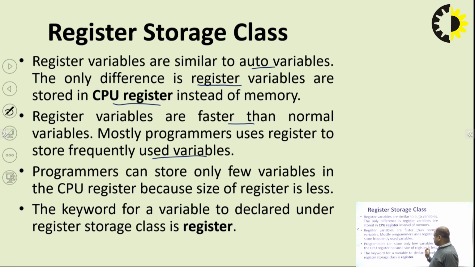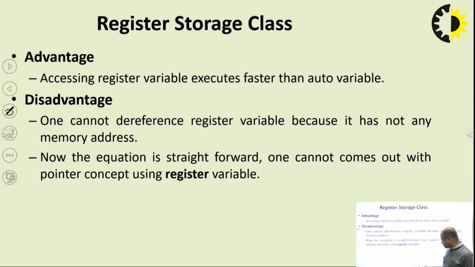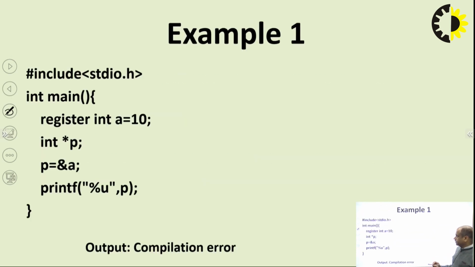Programmers can store only a few variables in the CPU register, because the size of the registers is limited. The keyword for variables to be declared under register storage class is register. So the advantage of using register storage class is that accessing a register variable executes faster than auto variables, and the disadvantage is that one cannot dereference the register variable because it does not have a memory address. Also, one cannot come up with a pointer to a register variable. We will see this in the next slides.